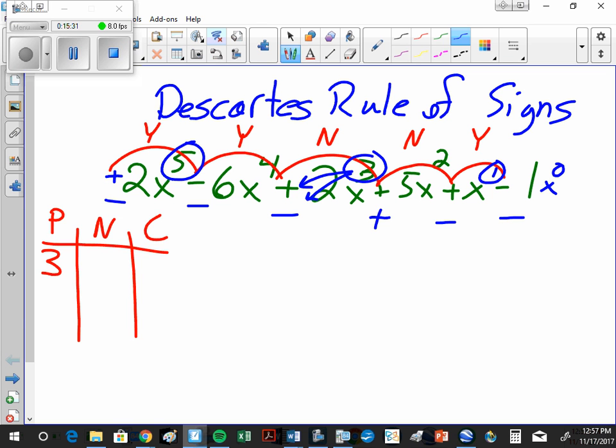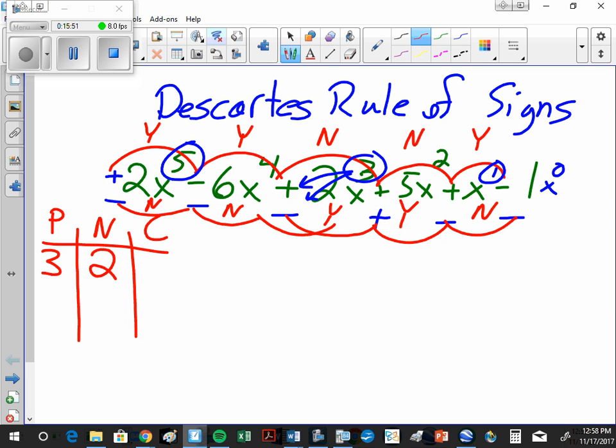Now I recount my sign changes. Did it change there? No. No. Oops, sorry, there. Yes. Yes. No. So there are 2 negative sign changes. Well, 3 plus 2 is 5, which is exactly what I expected, right? 3 positives and 2 negatives.